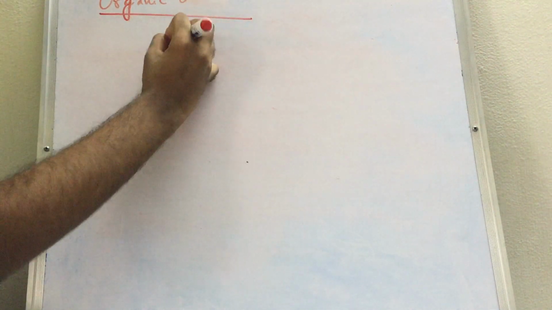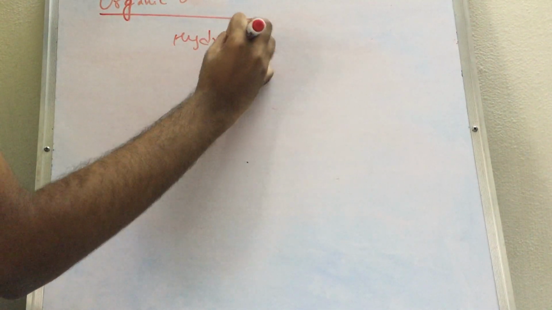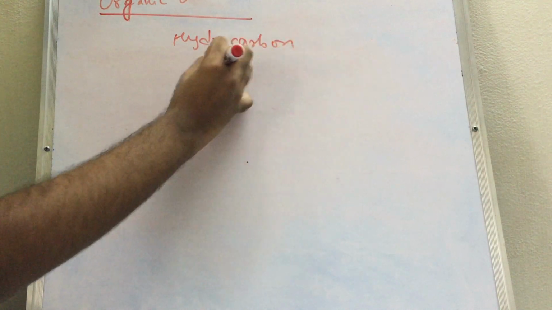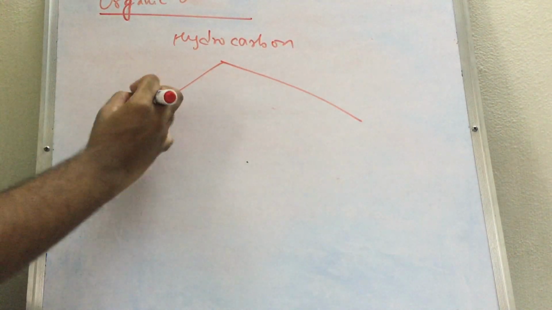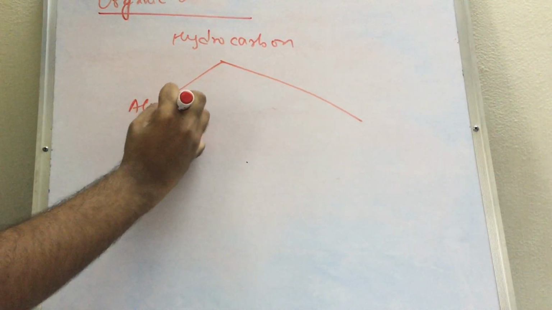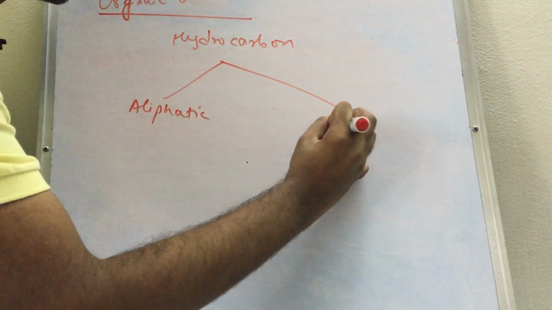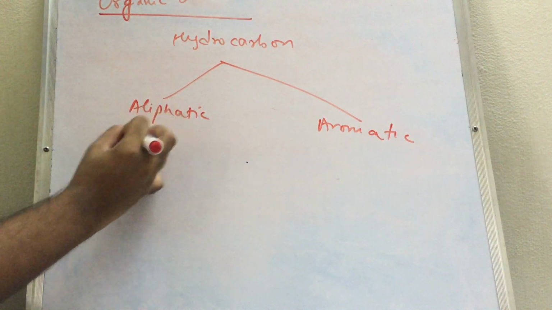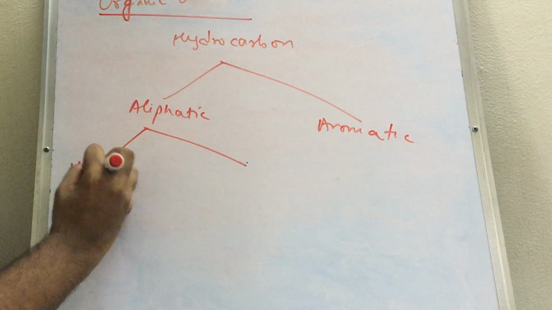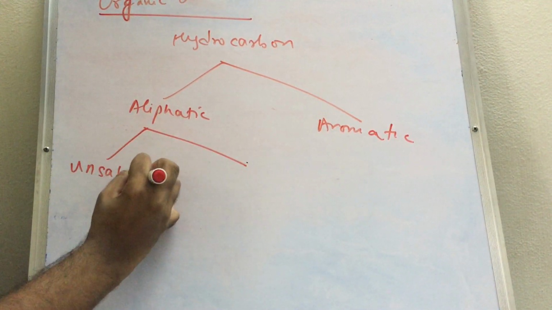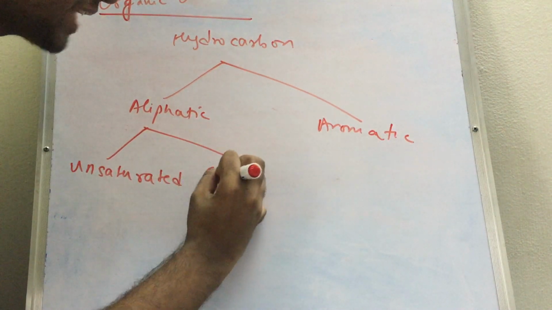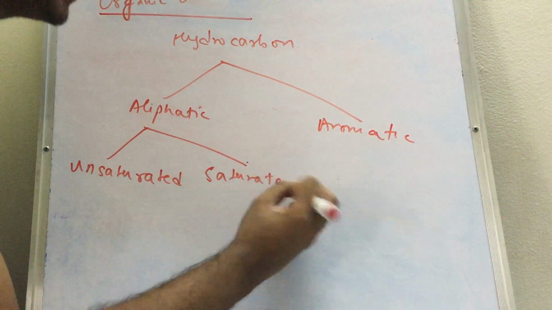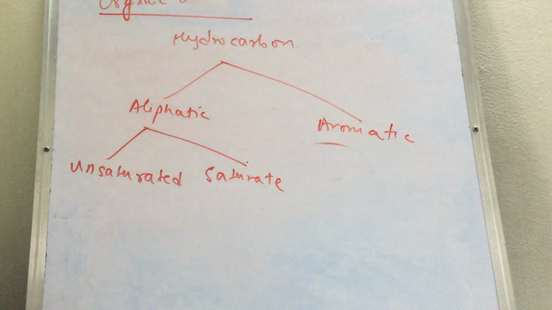Start with the classification of hydrocarbons. This is the most important part. So now hydrocarbons are basically classified as aliphatic, and then the next one is aromatic. And again, aliphatic compounds are classified as unsaturated and saturated, while aromatic compounds do not have any form of classification.